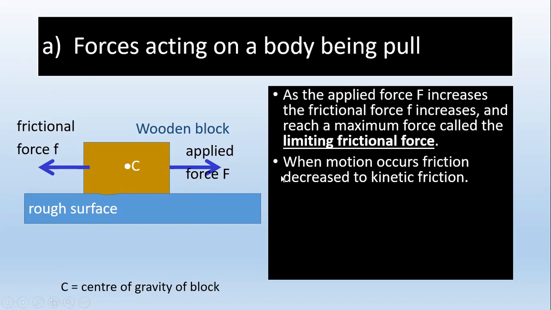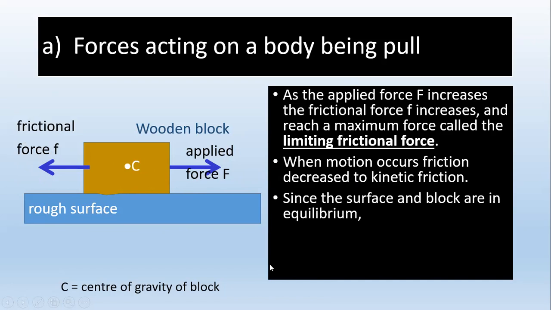When motion occurs, the friction decreases to kinetic friction. So when it is moving, that one will decrease a little bit to what I call kinetic friction. Right? This is called static friction. Since the surface and the block are in equilibrium, before it starts to move, this is maximum.